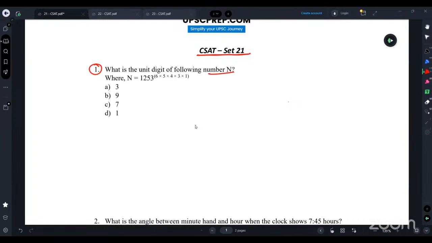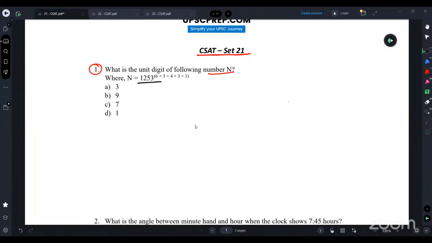We have to find out what will be the last digit of this number. Unit digit means last digit. And the number n is 1253 raised to 6 into 5 into 4 into 3 into 1. Right. See now, guys, how do we solve this question?